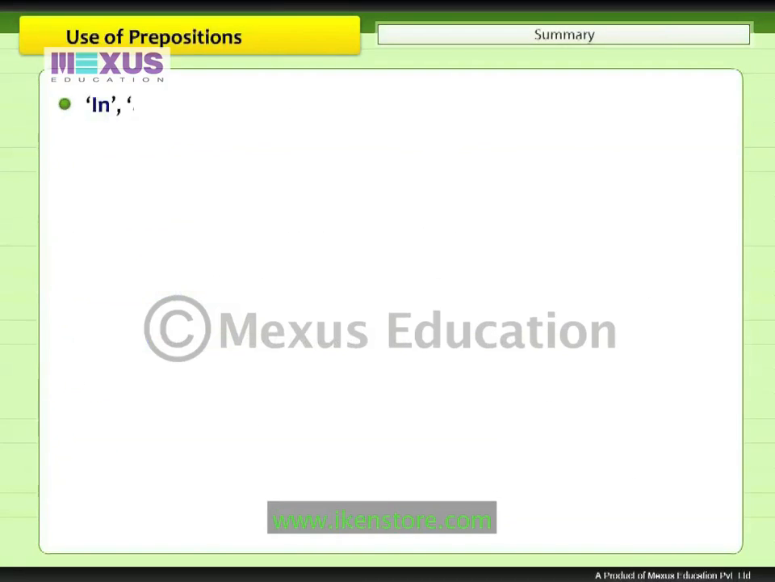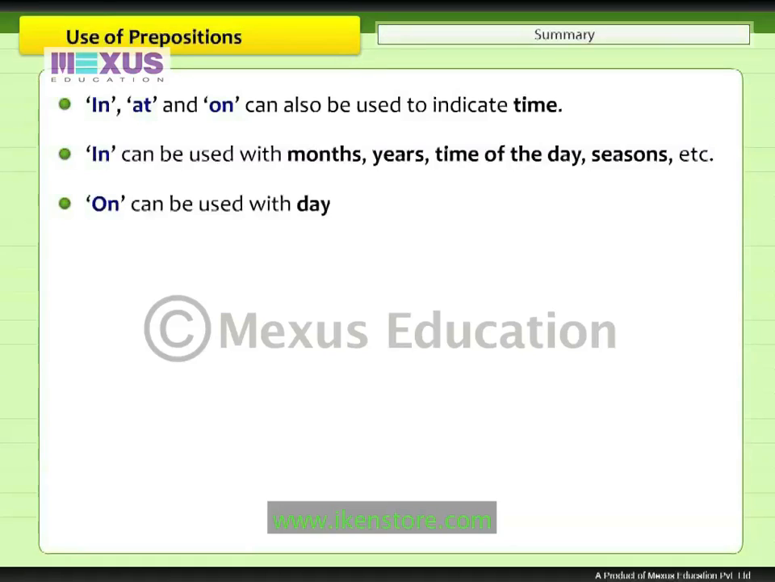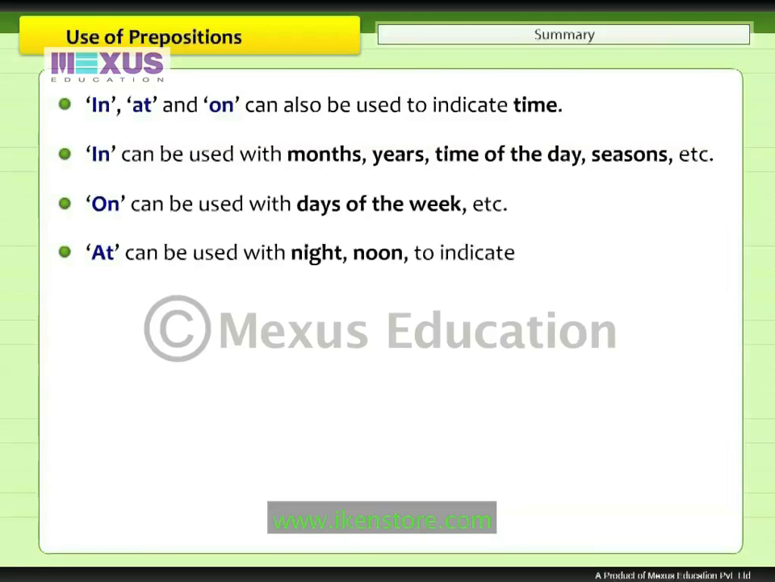In, at and on can also be used to indicate time. In can be used with months, years, time of the day, seasons, etc. On can be used with days of the week, etc. At can be used with night, noon, to indicate time, etc.